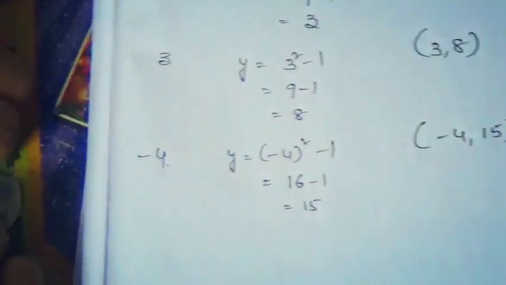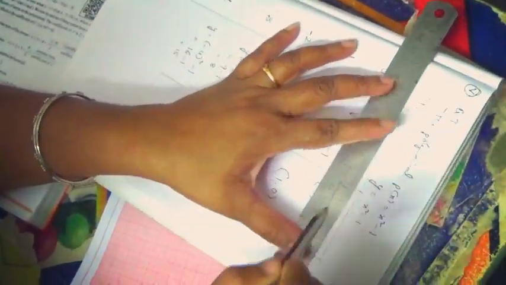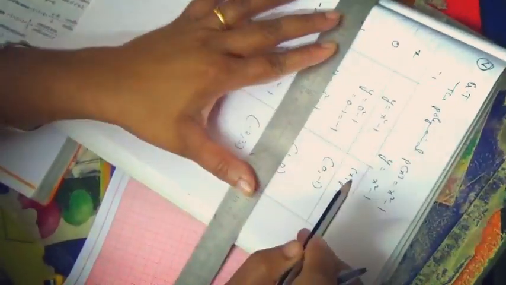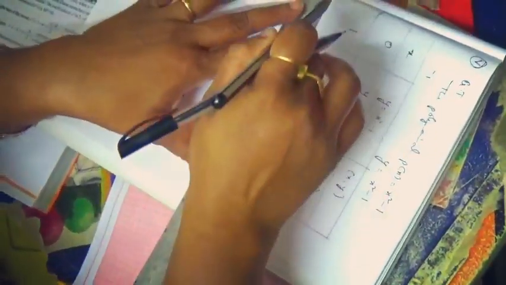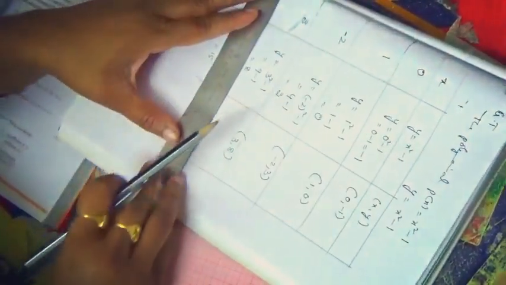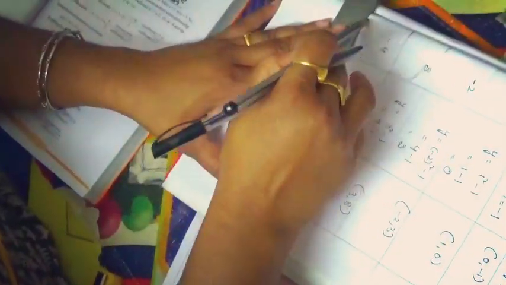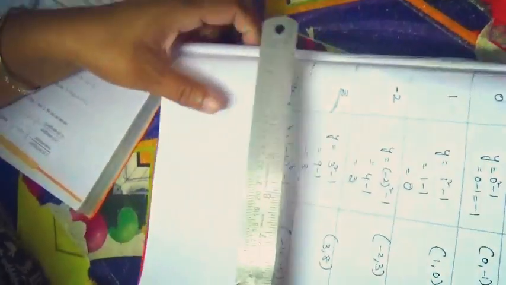These are the coordinates of this polynomial. Okay, so you just make the table. After finishing this, you will check the values of the zeros also by the verification method. Okay, I just make the graph.